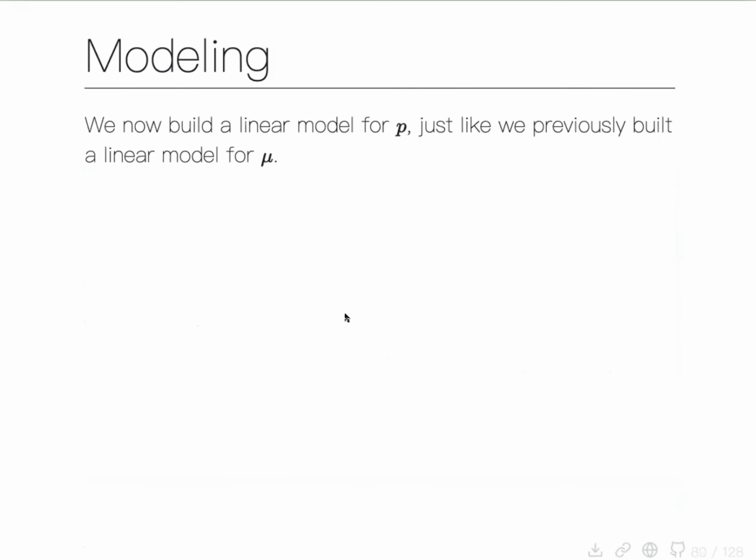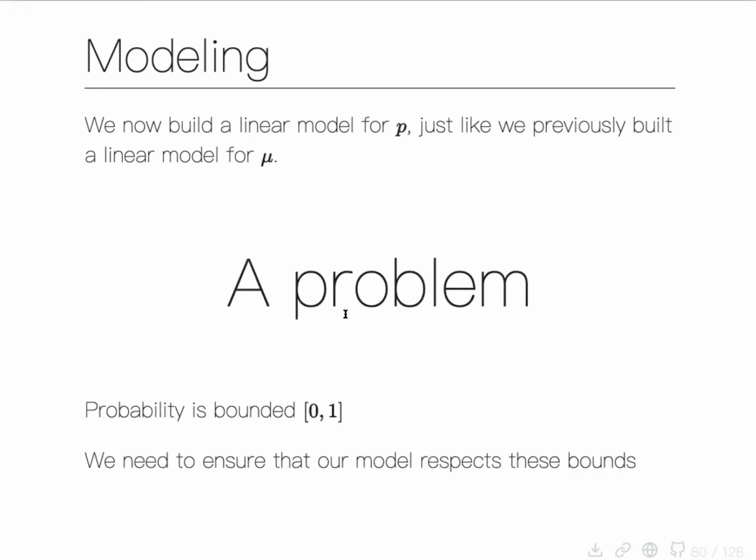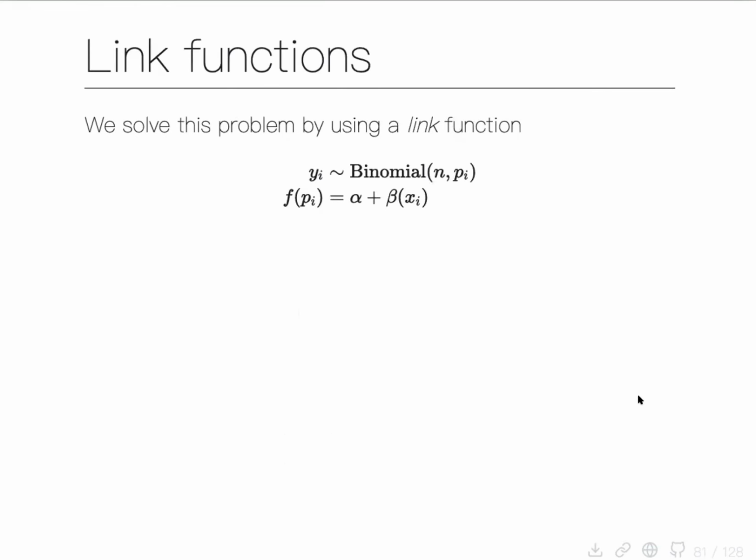So what we do now is just like with our normal distribution, where we embedded a linear model as basically a replacement for the mean in that distribution. We're going to do the same thing, but now we're going to embed that linear model as a predictor of p instead, the probability. The problem, though, is that probability is bounded, 0 to 1, right? We shouldn't be able to go lower than 0, and we shouldn't be able to go above 1. So we need to ensure our model respects those bounds. And so this is how we do it.